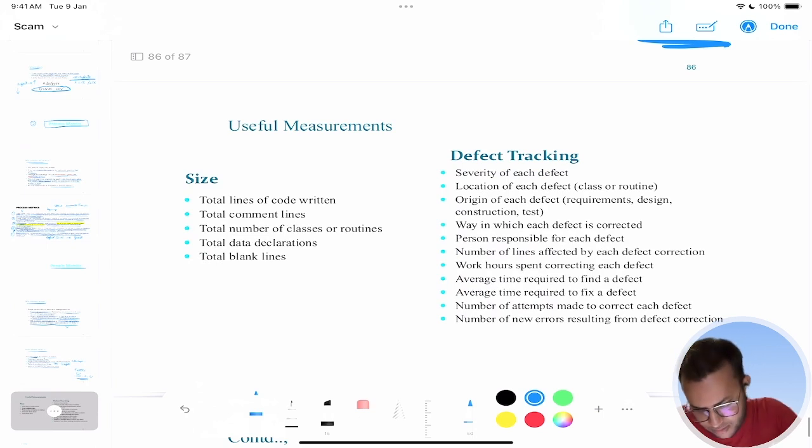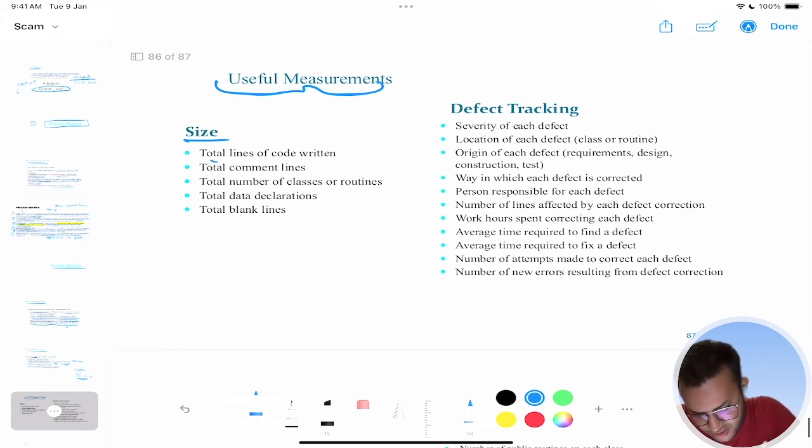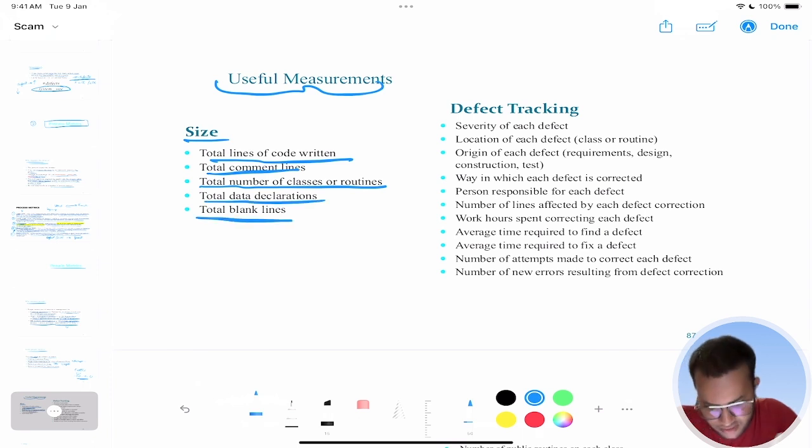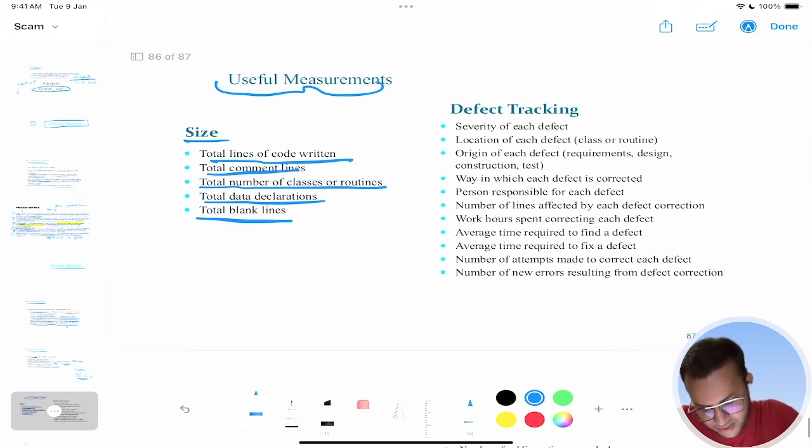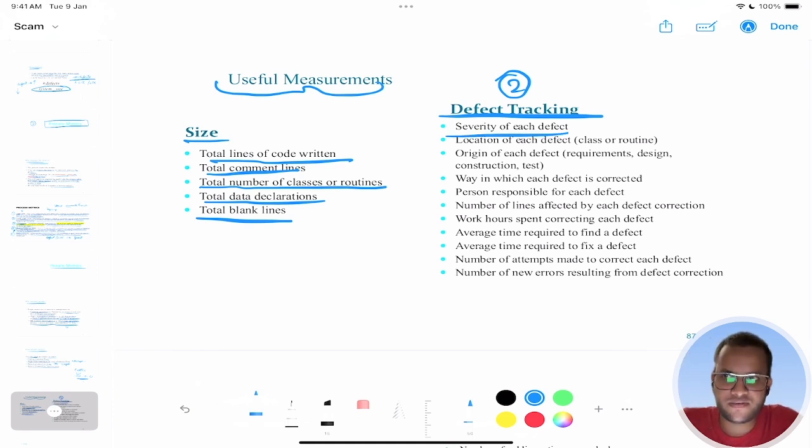Now, these are some of the useful measurements. We can assess the quality of the software. Size: total lines of code written, total comment lines, total number of classes or routines, total data declarations, total blank lines. Second part, defect tracking. Severity of each defect, whether the defect will cause your software to crash, or it will not allow the software to function in a correct way.